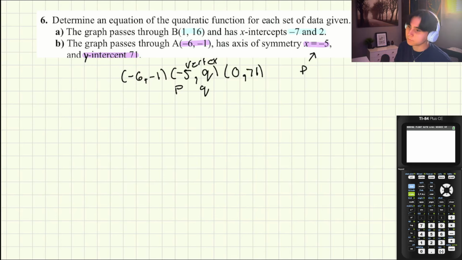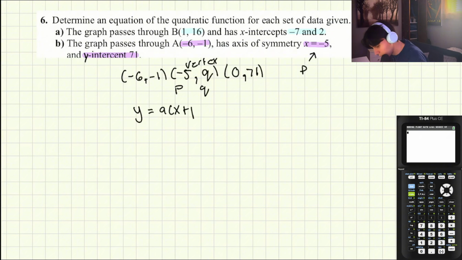So what I'm going to do now is use the point (-6, -1) to find our a value, because we don't have our a value. So we have y equals a(x minus p) squared plus q.